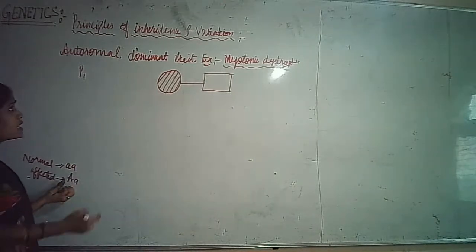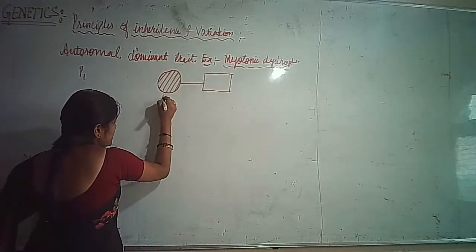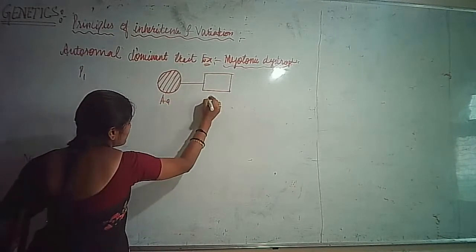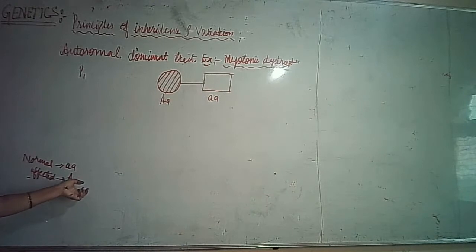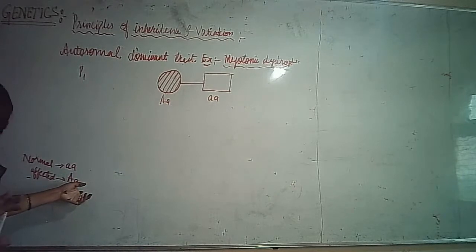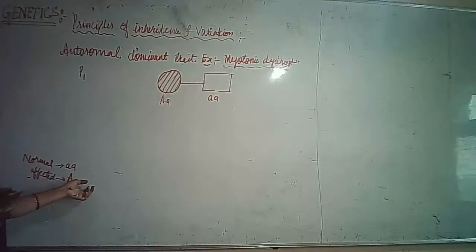Affected will be having, it is an autosomal dominant trait, beta. So it is capital A small a. What will the normal be? Small a. What is the possibility of their offspring? As it is not sex linked, we can see it in both males and females. There is no chance of only female or only male. We can see it in both, beta.